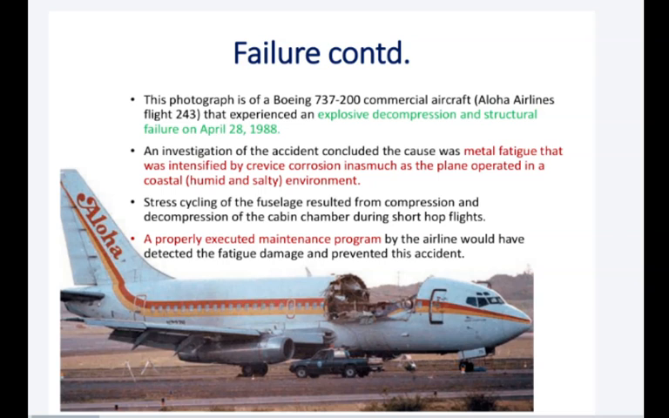Here is another example. You see the photograph of a Boeing. This was a commercial aircraft that experienced an explosive decompression and structural failure on April 28, 1988, and you can see the image here. The investigation of the accident concluded that the failure was metal fatigue, intensified by crevice corrosion, as the plane operated in a coastal humid environment.